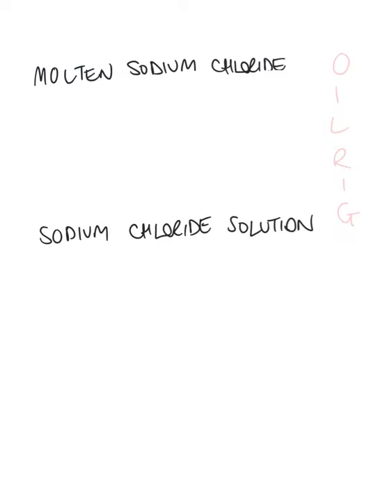Right, we're now going to do some worked examples. I've written OIL RIG there. OIL RIG stands for oxidation is loss, reduction is gain. So we'll start with molten sodium chloride.